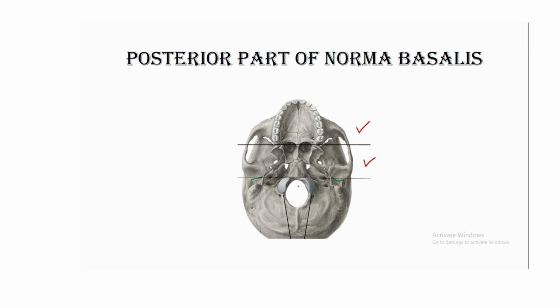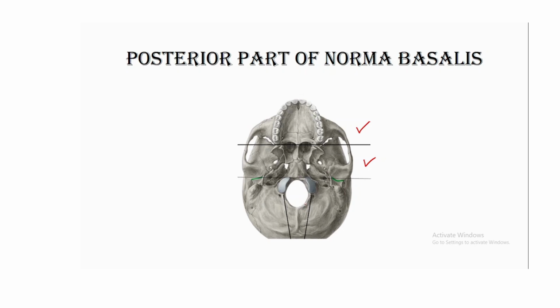As we have seen in the middle part of norma basalis, where we divided it into a median part and a lateral part, likewise in the posterior part of norma basalis we will be dividing it into two parts, that is the median area and the lateral area. The structures present between these two lines come under the median area of the posterior part of norma basalis, and the rest is the lateral area.